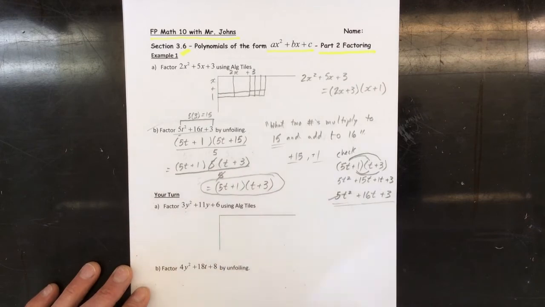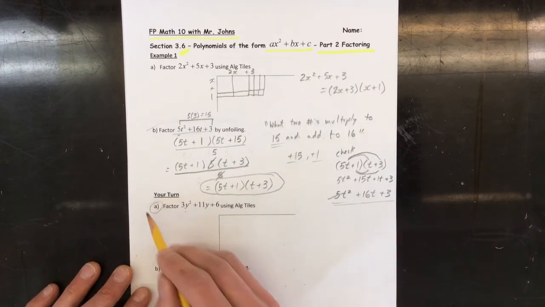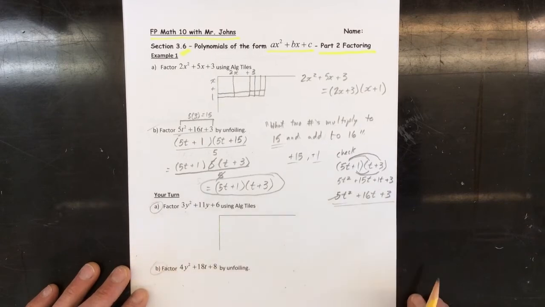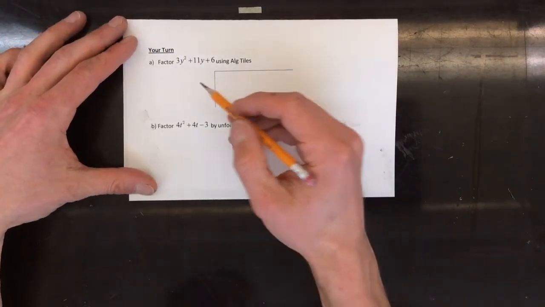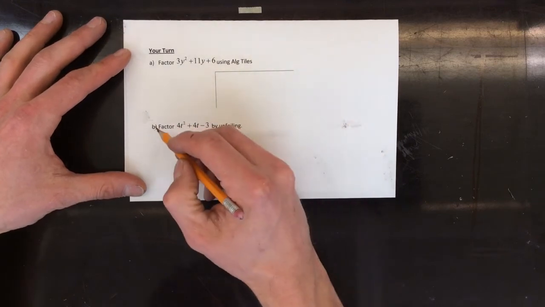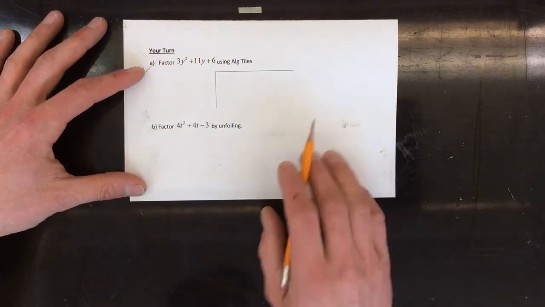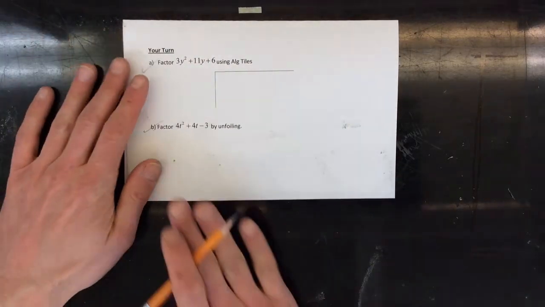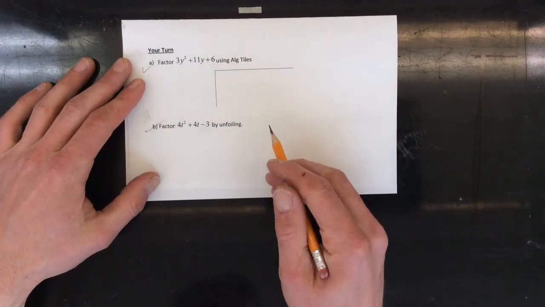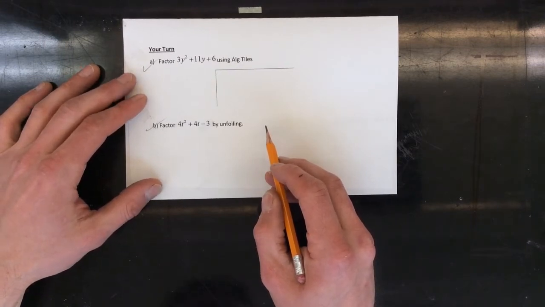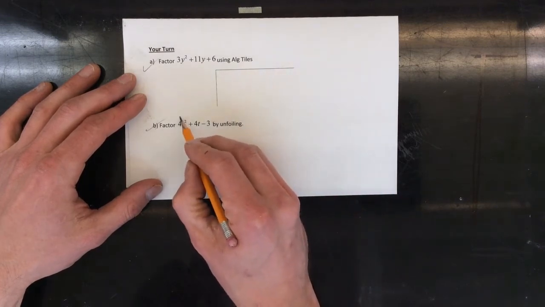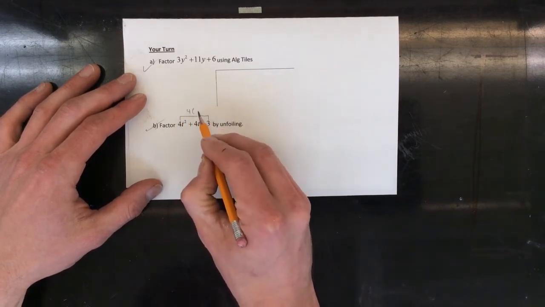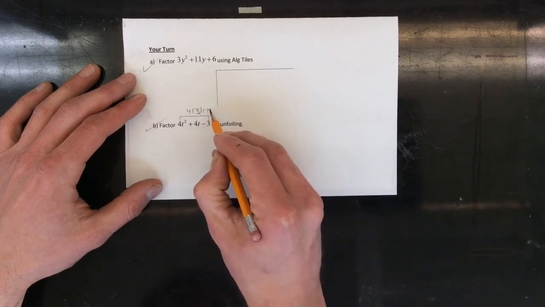So now you try this A and B. If you need help, see Mr. Johns. Remember, it's tricky. Now after you've tried these, I'm going to go over the second one with you. So I'll let you try this with the algebra tiles, but I'll help you with this one because I know these are quite tricky. So watch my unique method of unfoiling this, and hopefully it makes sense. So the first thing I want to do is multiply my A and C. 4 times 3 equals 12.